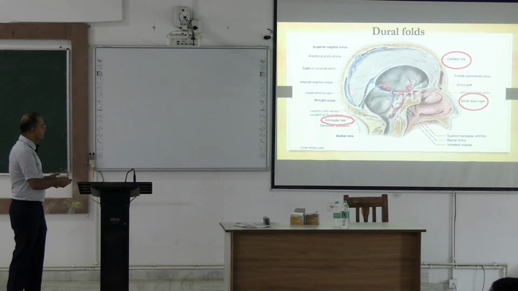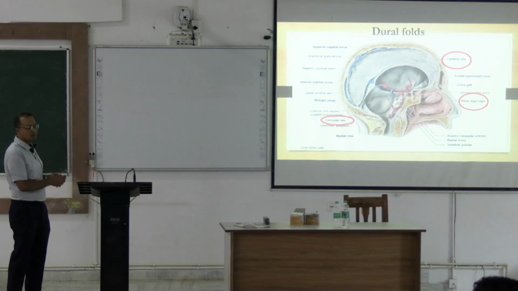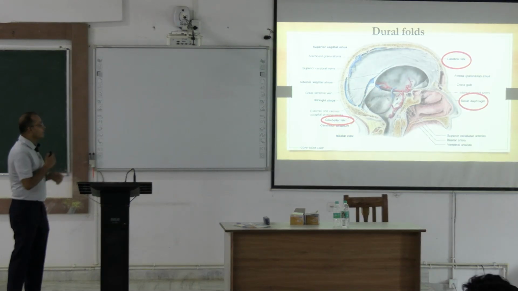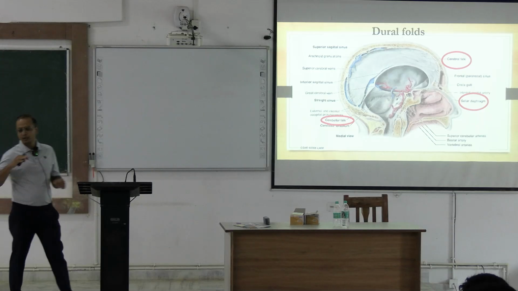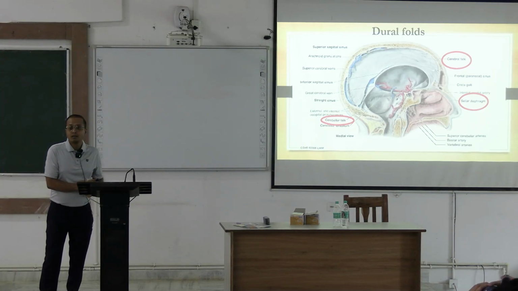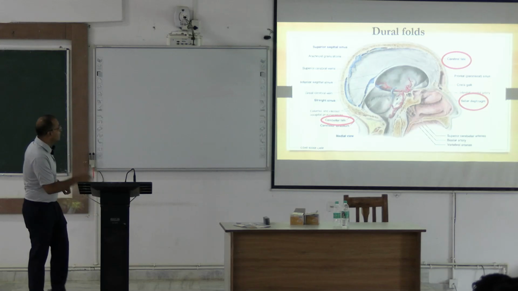This is extending from here to here. Then from here to here, we have a narrow meningeal fold running between the right and left cerebellum. We call it the cerebellar falx or Falx cerebelli. In between them, we have this structure running obliquely like this. We call it the tent over the cerebellar hemisphere, the Tentorium cerebelli. So this is the third one.